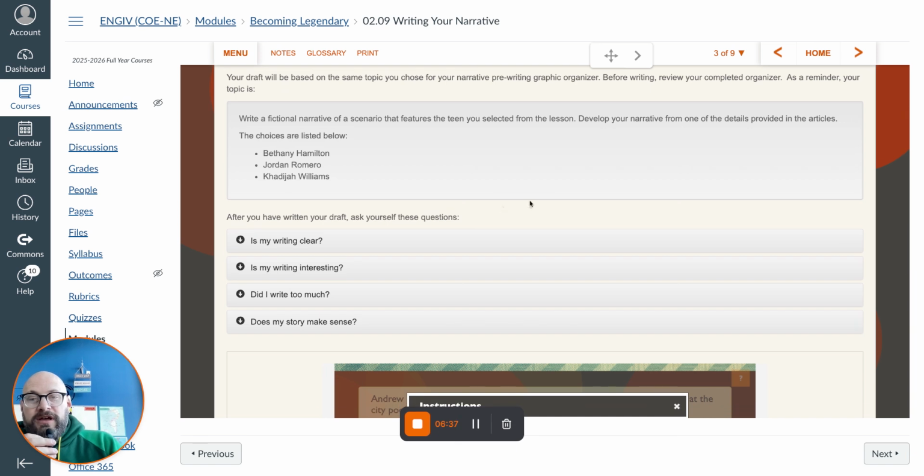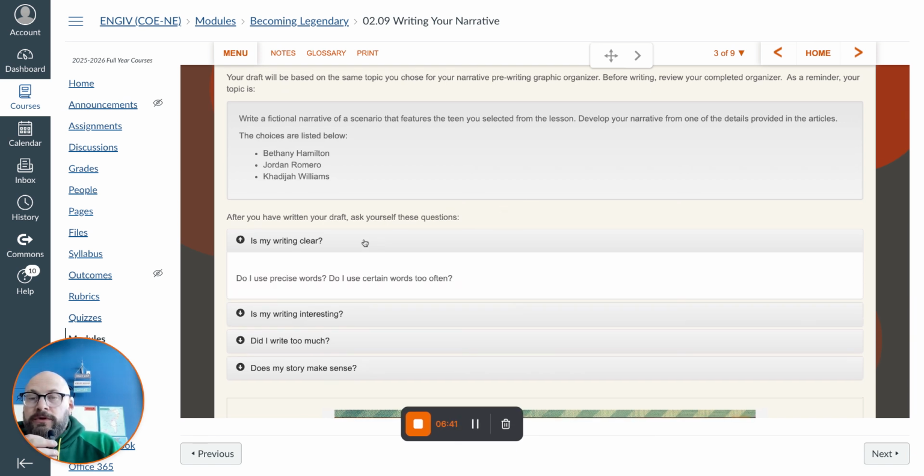After you've written your draft, ask yourself these questions: is my writing clear? Further questions to lock in there would be: do I use precise words? Do I use certain words too often? You really want to limit the number of times that you repeat a certain word, unless that word is a super technical word that you have to use. That happens a lot in science lab reports, things like that.